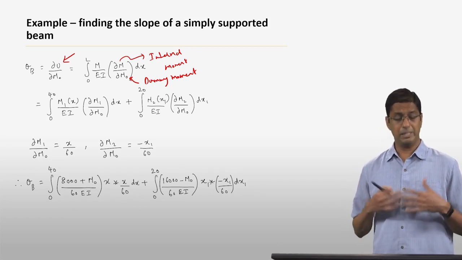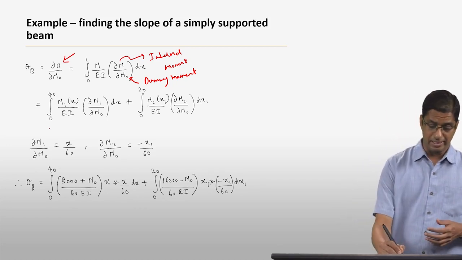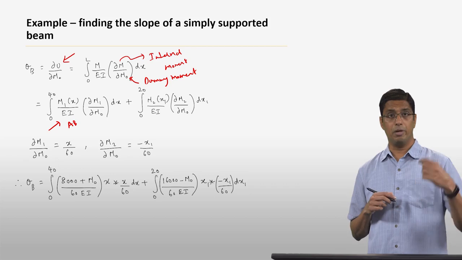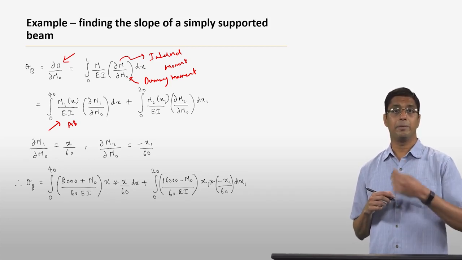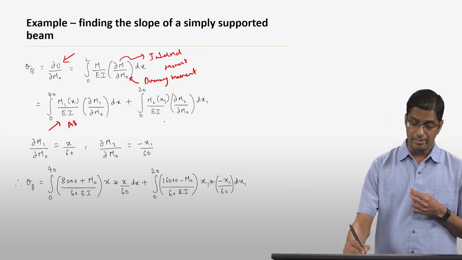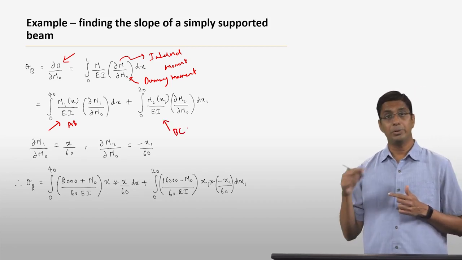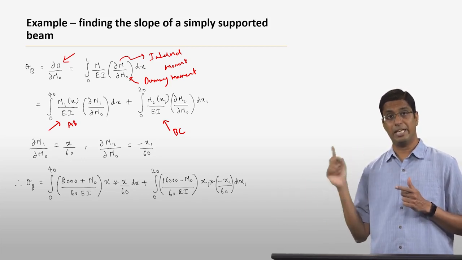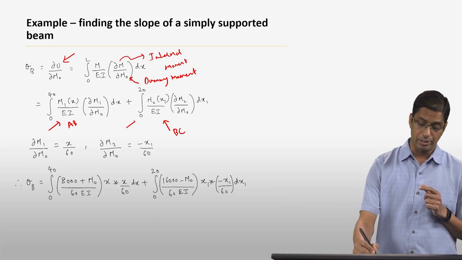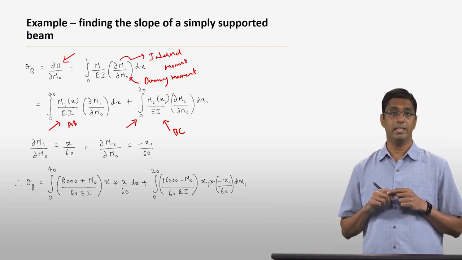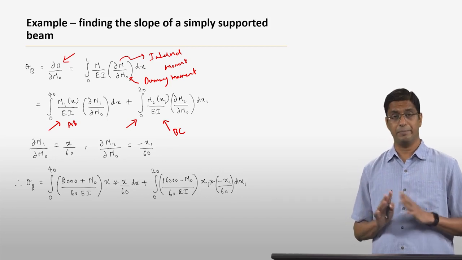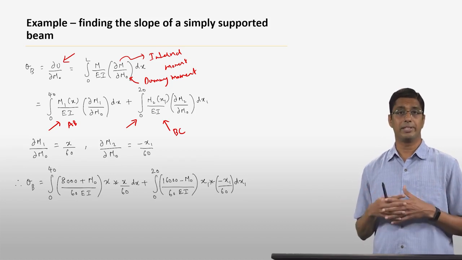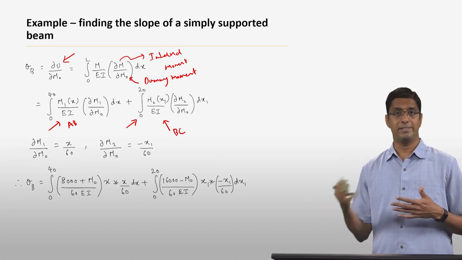Now when I do the integral from 0 to L, my first integral is for segment AB, and the limits run from 0 to 40. So 0 to 40 of m1 of x by EI, del m1 by del m naught dx. The second integral is for segment BC, but now I do the integration with respect to dx1, not dx. I'm doing the integral with respect to x1, which means my limit is going to be from 0 to 20. If you keep those in mind, it becomes very simple. Now del m1 by del m naught is x over 60, and del m2 by del m naught is minus x1 over 60.